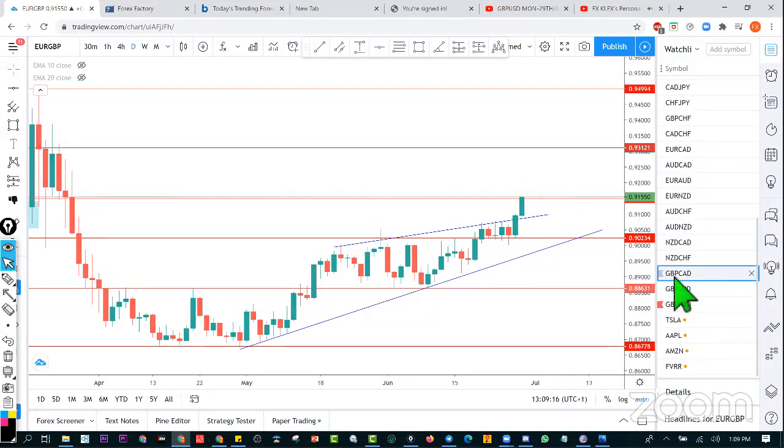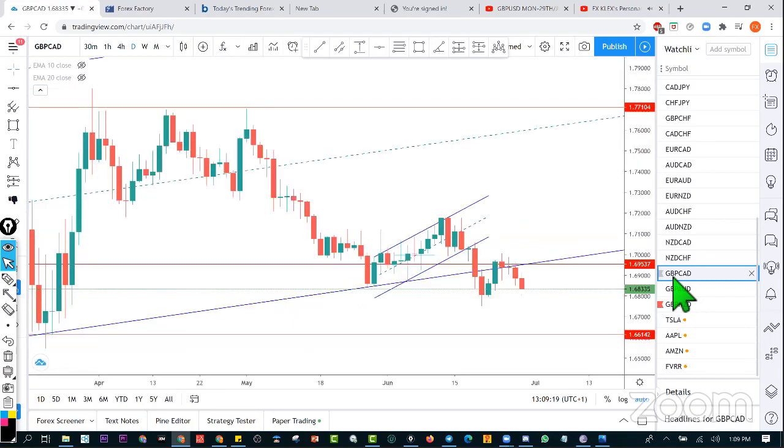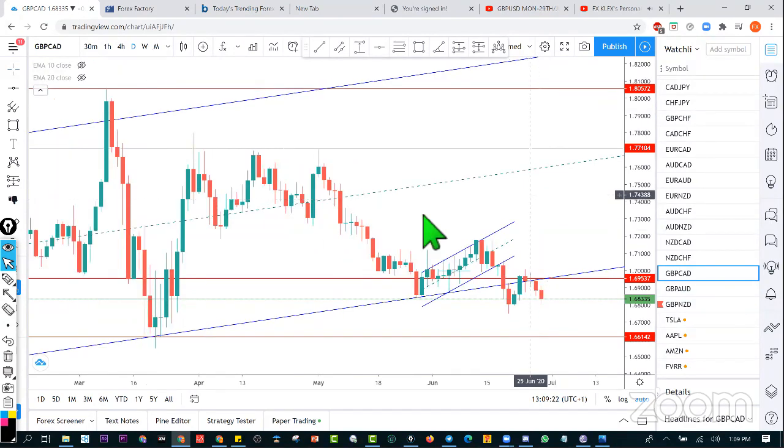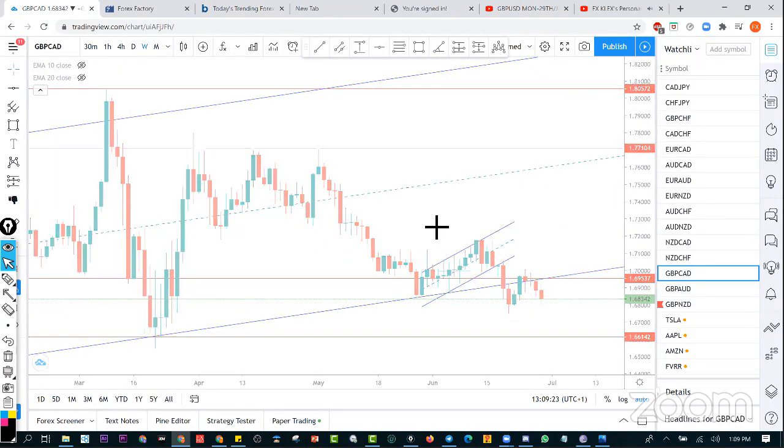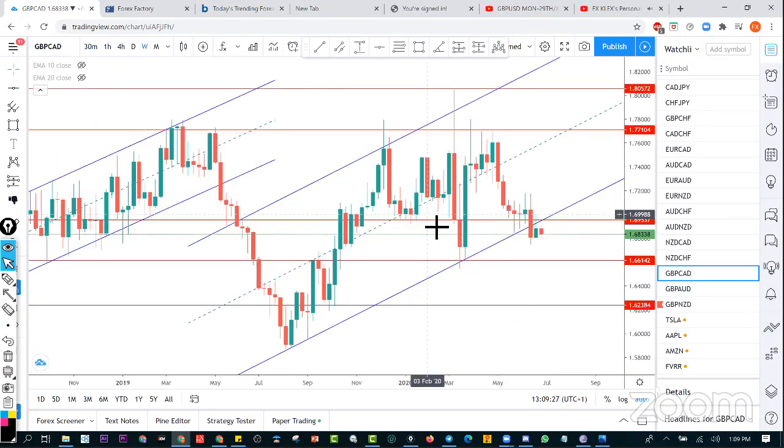Okay, I want to show you guys the British pound sterling against the Canadian dollar. This is a trade I want to take based on swing trading, a long-term trade. This trade is going to be originated from the weekly chart. You can see the British pound sterling against the Canadian dollar right here.